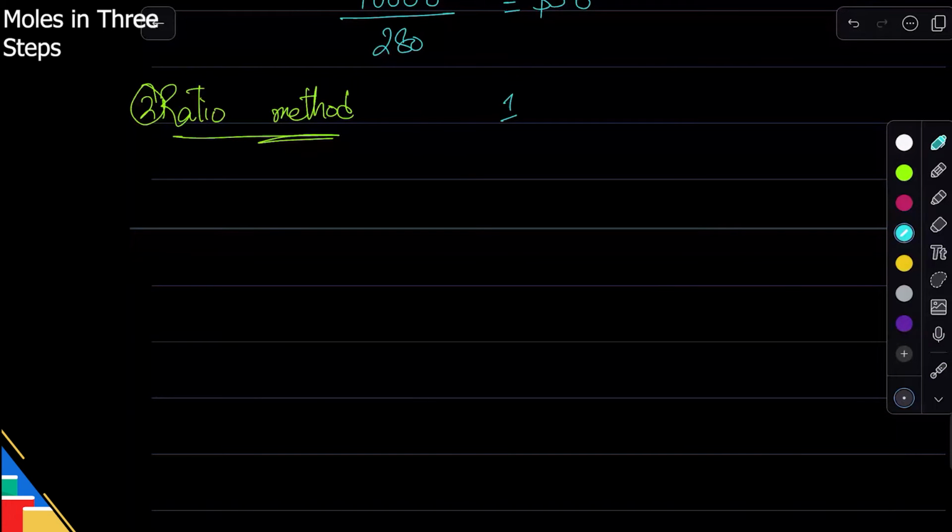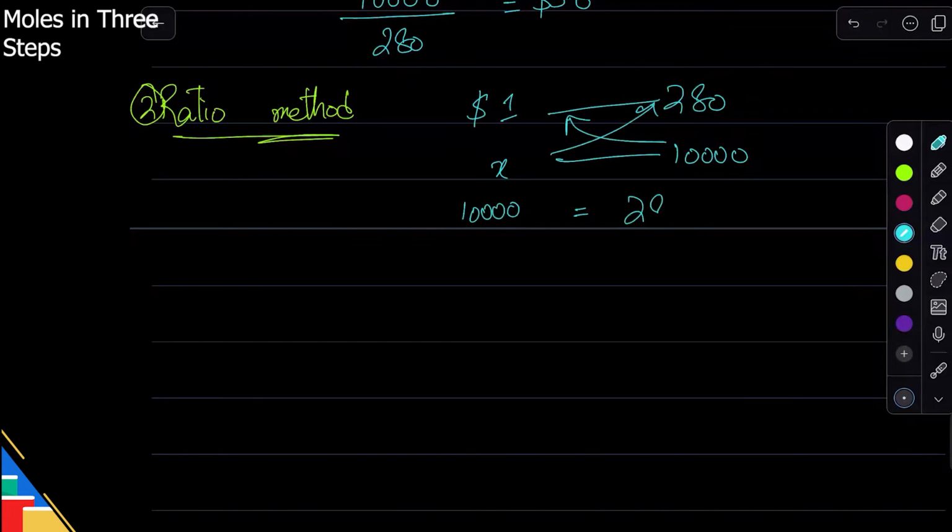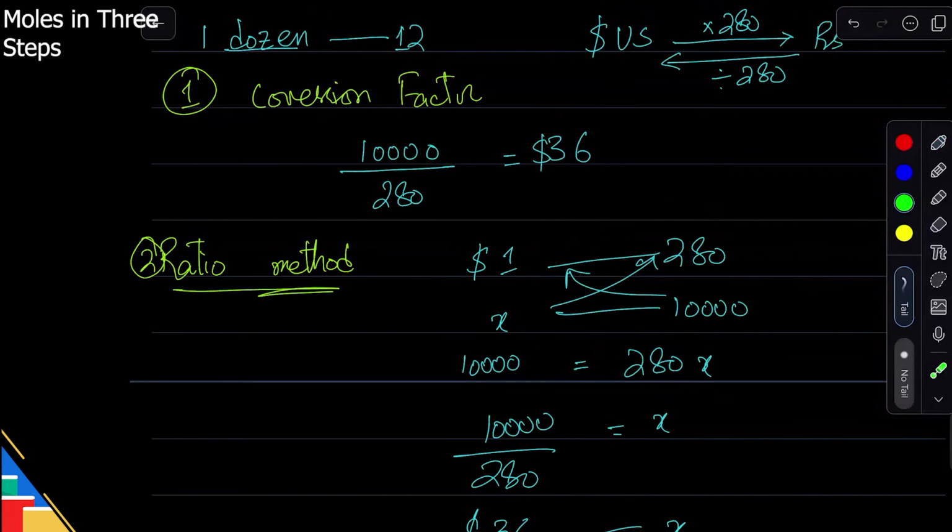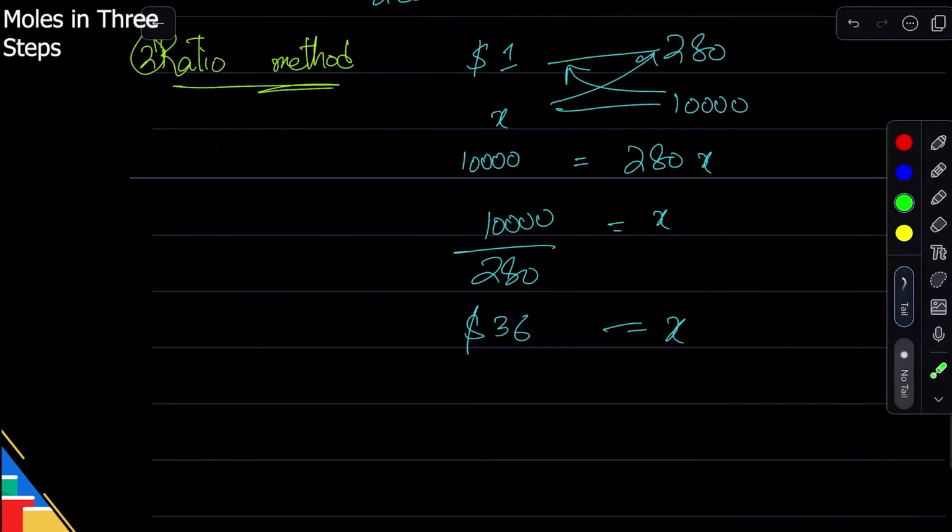I know $1 is 280 rupees. So 10,000 rupees is X dollars. And I multiply this with this with this. So this gives me 10,000 times 1 is equal to 280 times X. X equals 10,000 divided by 280, almost 36. There you go. This is ratio method. Instead of having to use the conversion factor and dividing or multiplying, I can simply use the ratio method to convert it. Is there another method?